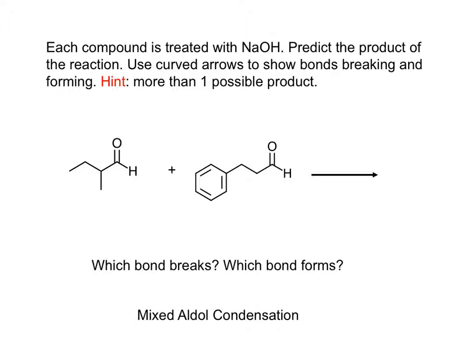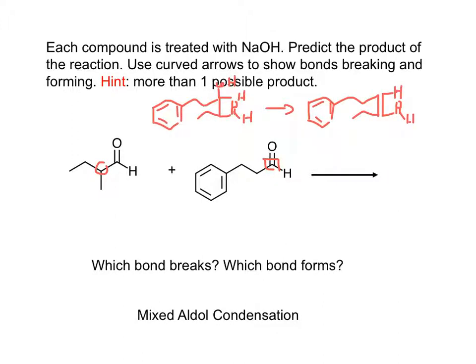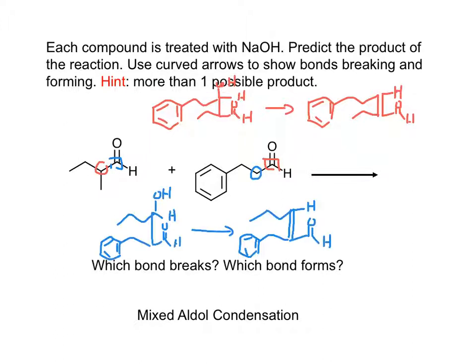So stop the video and draw the structure of the product of this reaction. If the proton from this alpha carbon is removed to form an enolate ion which reacts at this alpha carbon, the following product forms. If the proton from this alpha carbon is removed to form an enolate ion which reacts at this carbonyl carbon, this product is formed. I've shown the beta hydroxyaldehyde forming the alpha-beta unsaturated aldehyde.